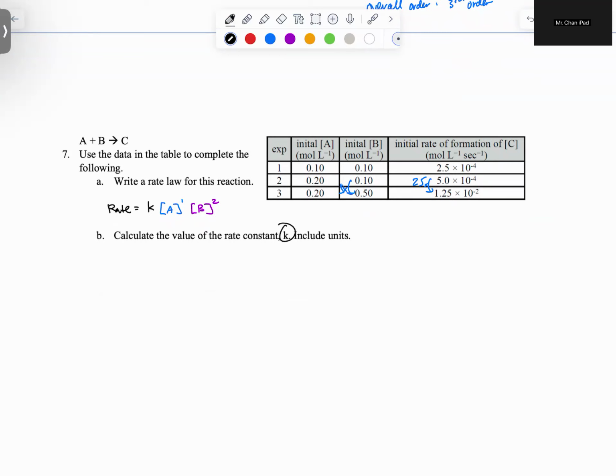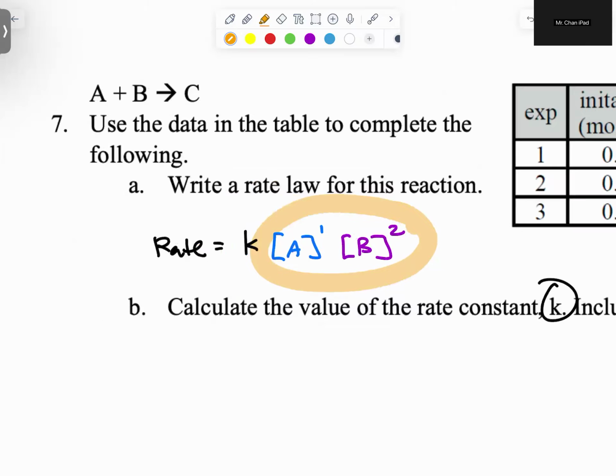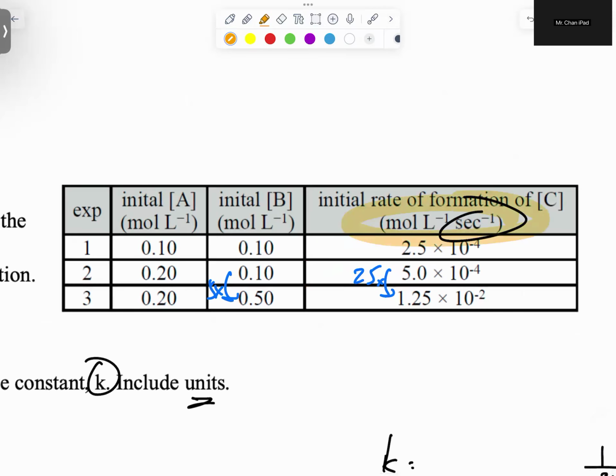Now, finding the K is easy. I'm more interested in the units. Can you tell the units of K? What's the unit for K? 1 over molarity square, and then seconds. Yeah, you have seconds right here. Why is it molarity square? Because there's a molarity cube from those two concentrations. And our rate, as you can see right here, is molarity per second.